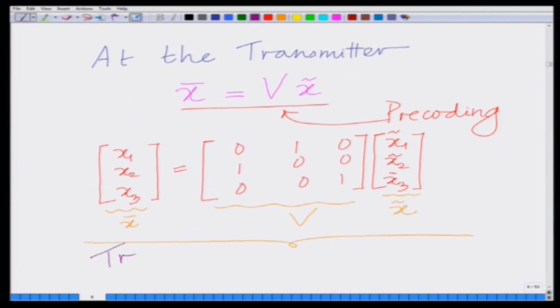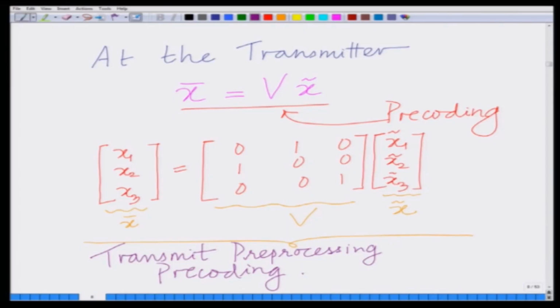This step is also known as transmit pre-processing, or pre-coding. So, this step is also known as the transmit pre-processing step in SVD based MIMO transmission, or basically pre-coding.